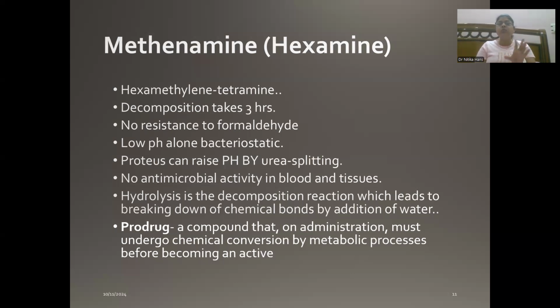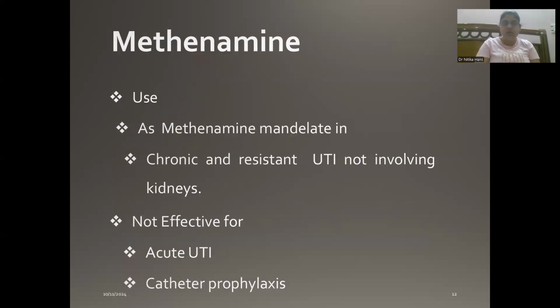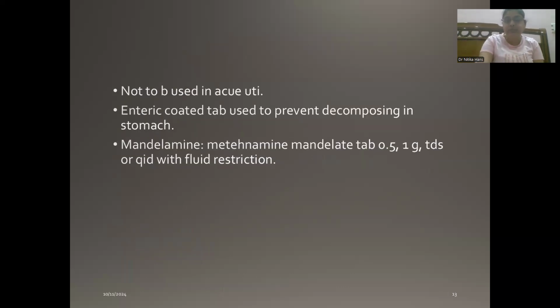Basically, there is no resistance to formaldehyde, so resistance is not there with methenamine, and it is active in low pH and is bacteriostatic, and it has no antimicrobial activity in the blood and tissues. Its use is as methenamine mandelate. It can be used in chronic and resistant UTI not involving the kidneys. It is not effective in acute UTI and in catheter prophylaxis. It is effective in chronic and resistant UTI only.